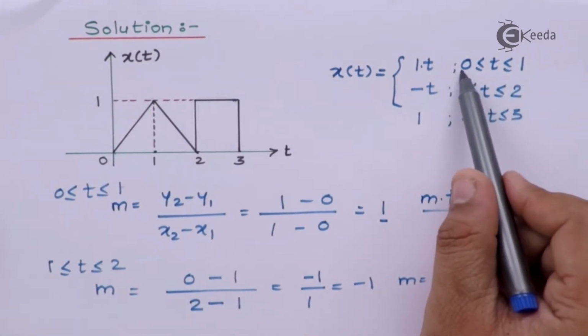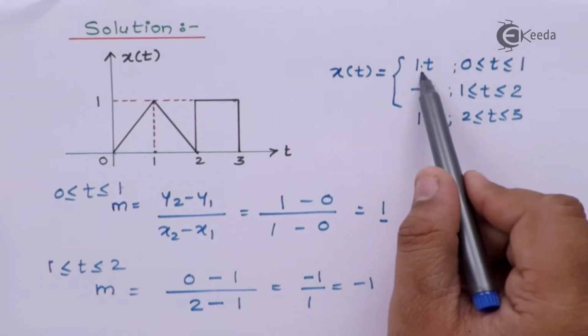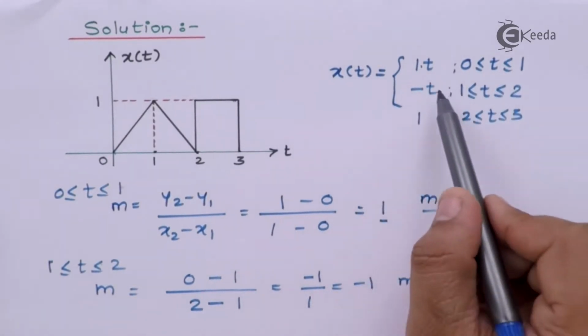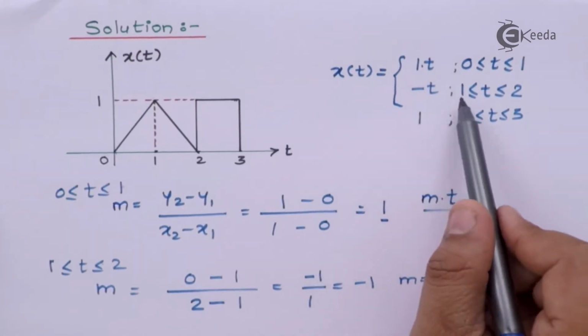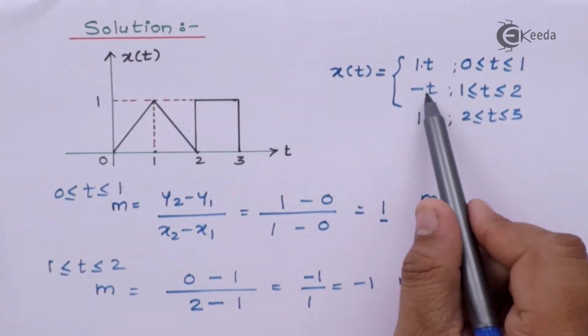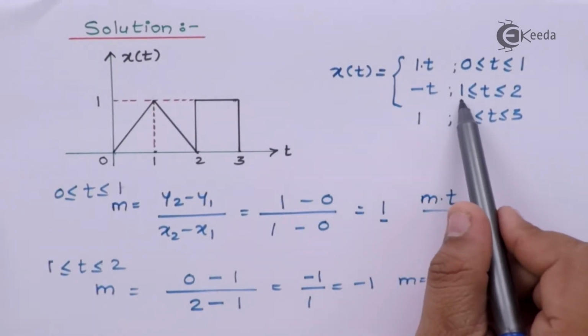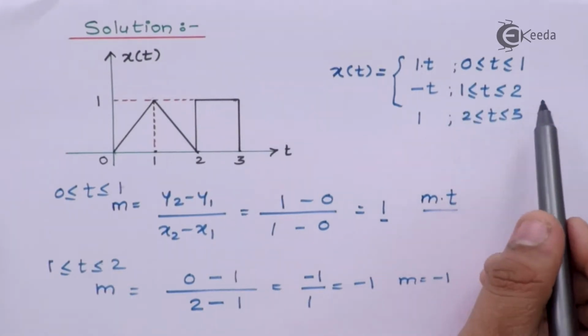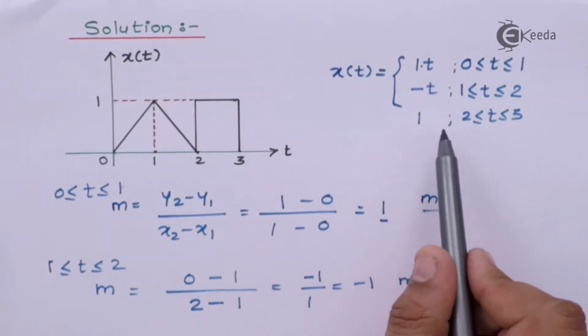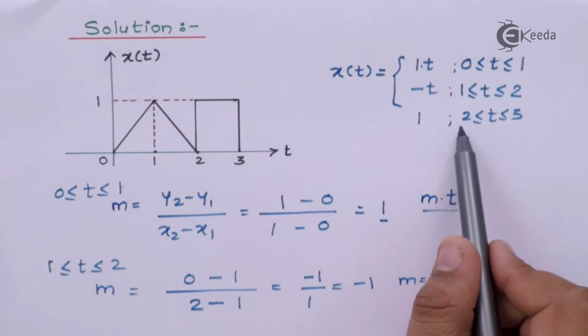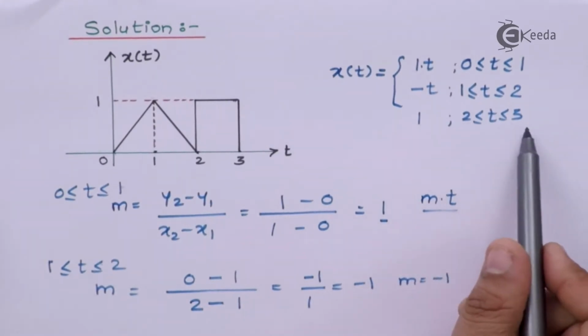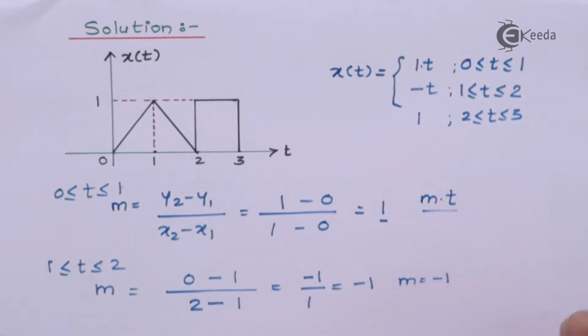These are the values of integration limits. This one is the lower value, this one is the upper value for t, or you can say x of t, in the first case. In the second case, the x of t value is minus t, where the integration limit lower value is 1, upper value is 2. And in the third case, x of t value is 1, whereas the integration limit is lower value 2 and upper value 3. Now, we will apply a Laplace transform on the given question. So, let's see what is the next procedure.